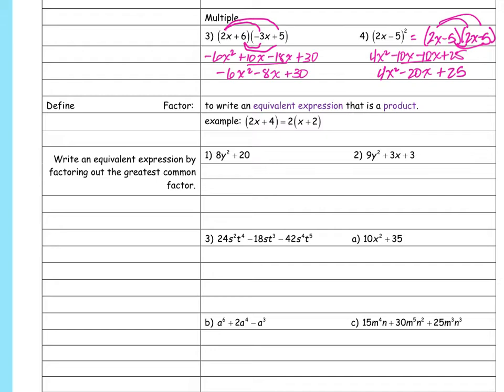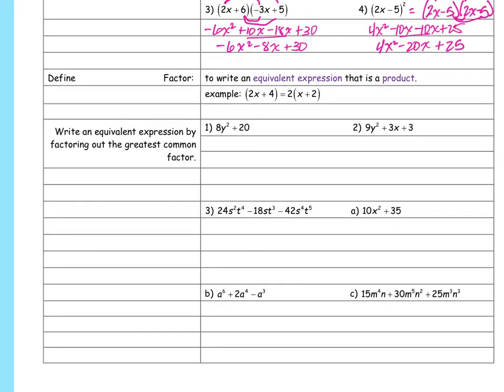So that's what we're going to do for the first set. Write equivalent expressions by factoring out the greatest common factor. If we look at number 1, I could factor out a 2 because 2 goes into 8 and 20, but it says greatest common factor. So I want to take out the biggest number that goes into both 8 and 20. So the greatest common factor in this case is 4. Yeah, 4. So I'm going to factor out a 4 out of both terms.